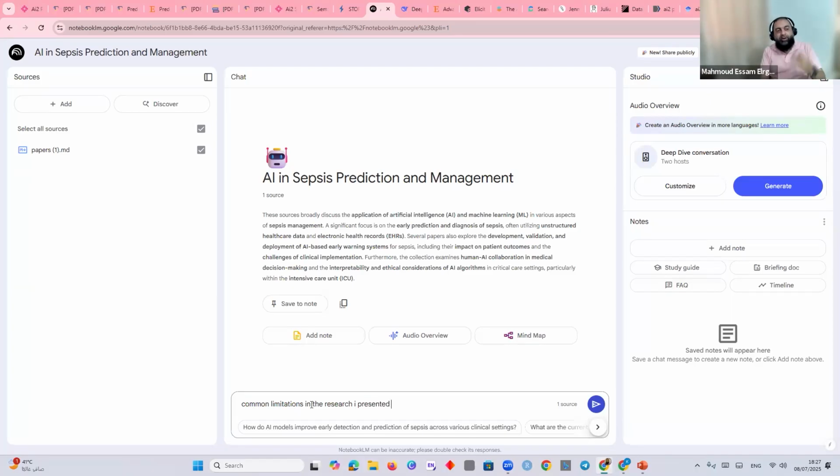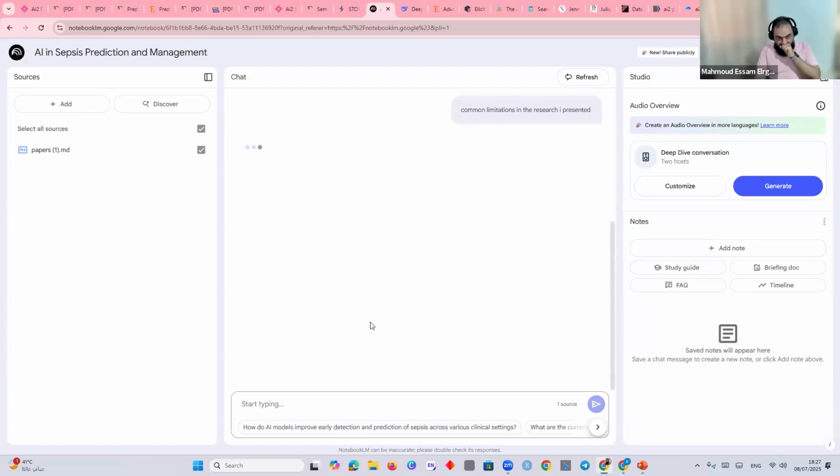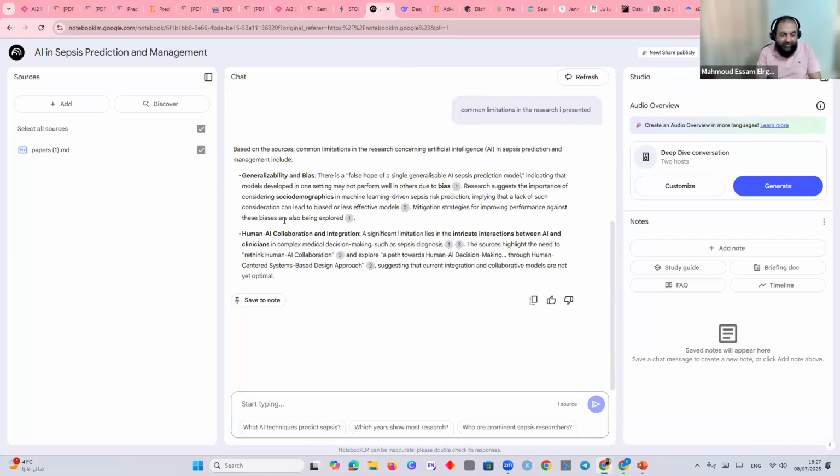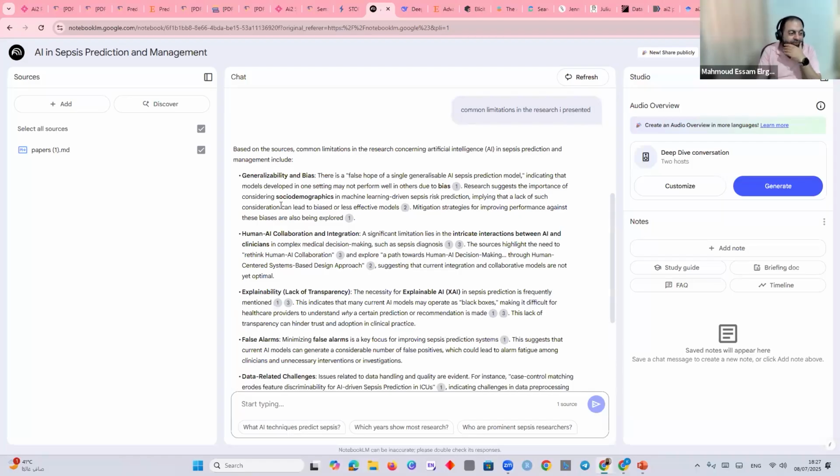You remember when I told you it's not yet here for the AI to generate ideas for you, right? But you can still do it by putting all the papers in the notebook and then asking the notebook to tell you, for example, what the limitations are.